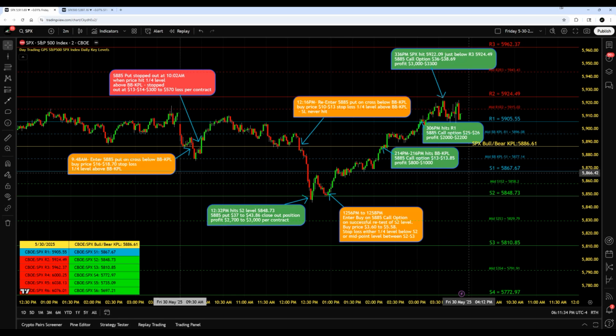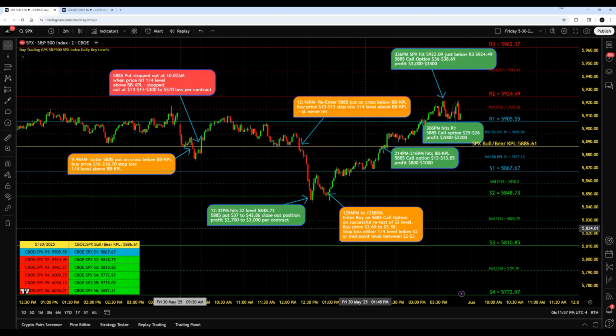Here we're looking for at least a move back up to the bull bear key price level. The stop loss would be a quarter level below S2. So this is the midpoint here, so a quarter level would be midway between here and here. As you can see, that was not hit.